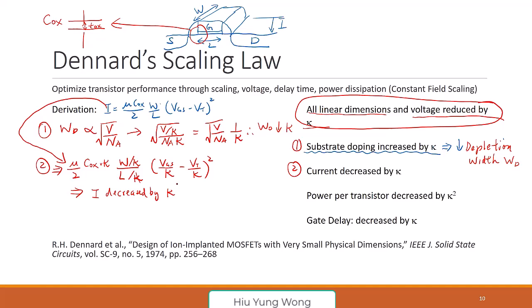That comes to the last 2 points. Because the power per transistor is reduced by kappa squared, and the delay will be reduced by kappa also. You actually make it faster. Wow, that is interesting. I don't know if you think about that. I reduce the current of the transistor, my circuit is faster. How come?